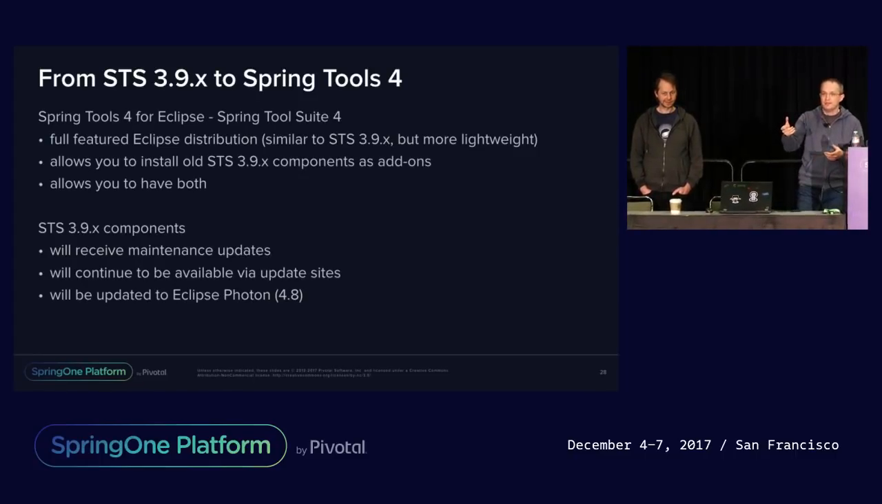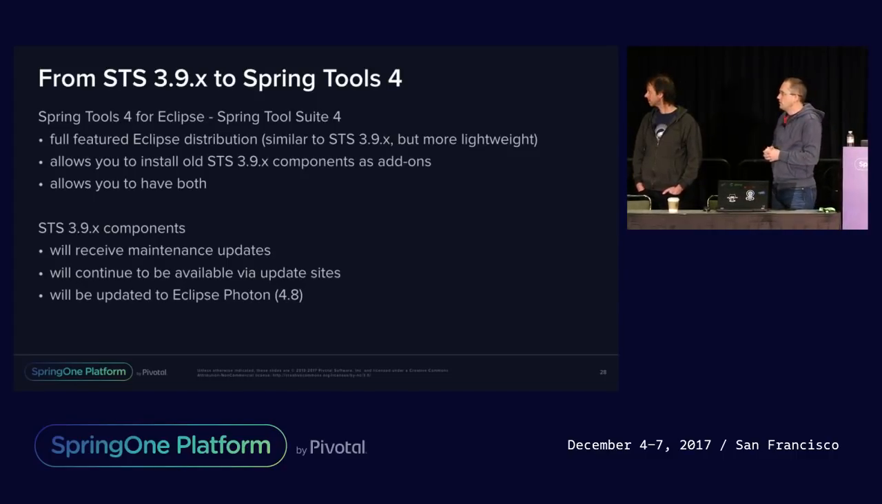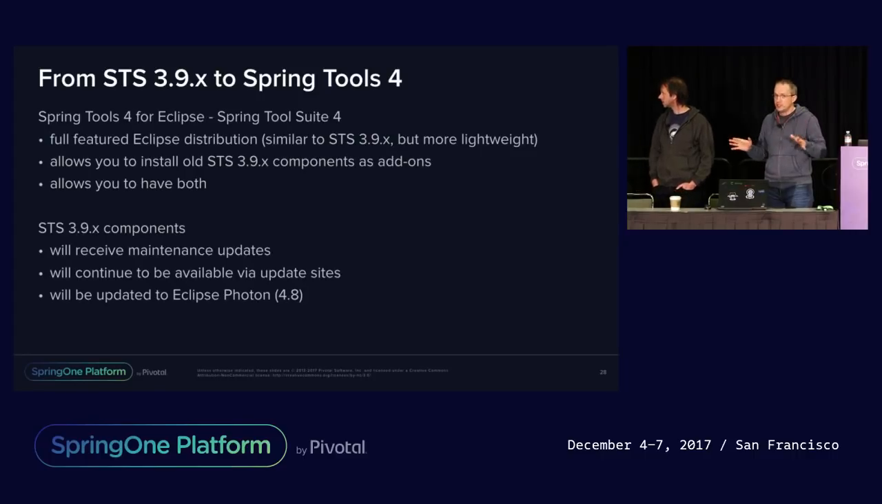So what's the path for moving over from the old tooling to the new tooling? The new tooling will still be a full-featured Eclipse distribution. You can use that flavor, built on the latest Eclipse releases. And you can install the old components as add-ons, so you have both.